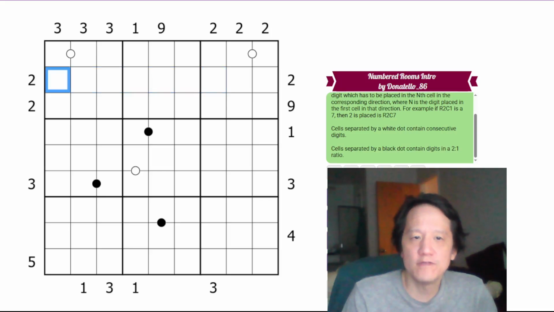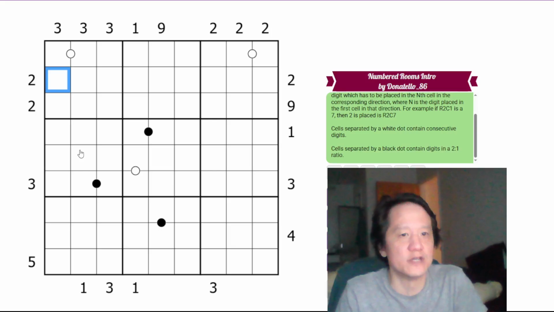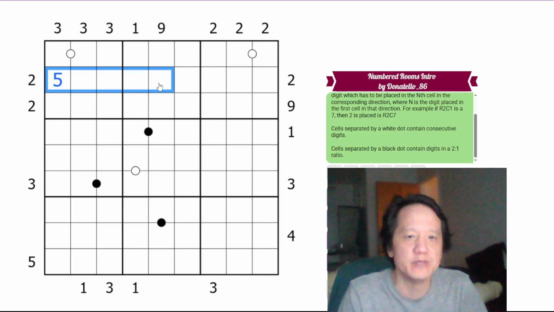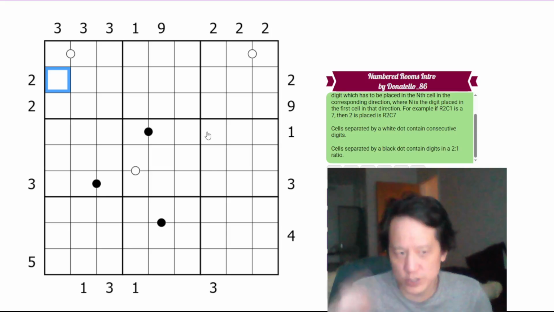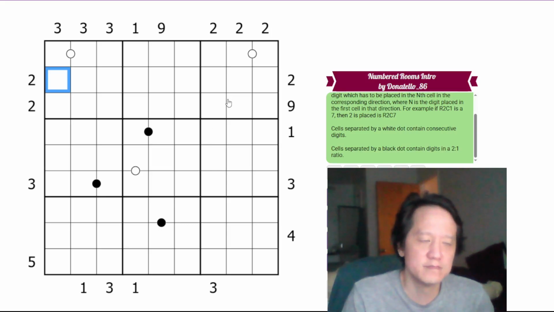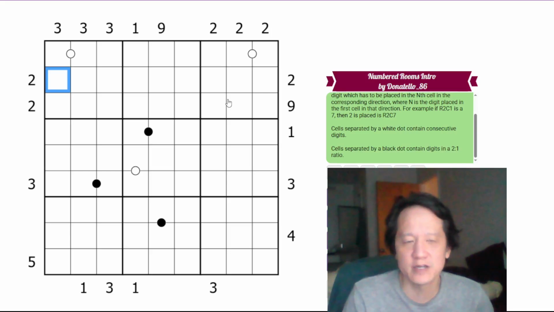Let's do another example. Say this was a 5. That would say 2 has to be in the 5th position in this row. So 2 would have to be here if that were the case. That leads to some interesting deductions you can make, but we'll get to that when we solve it.